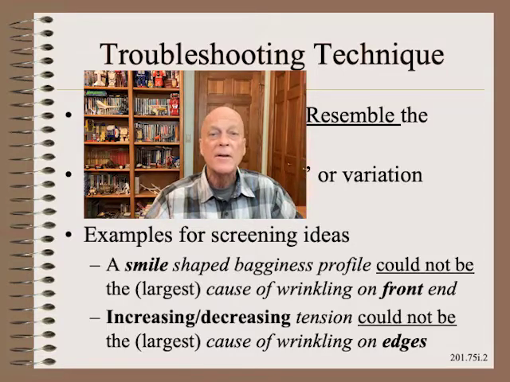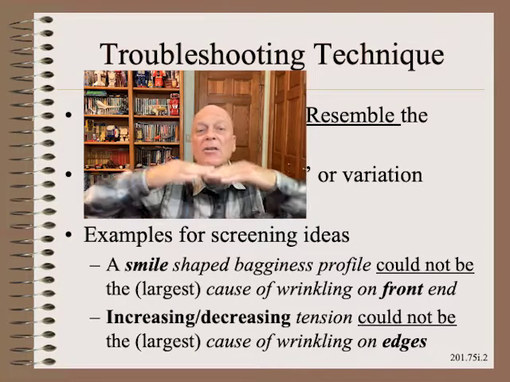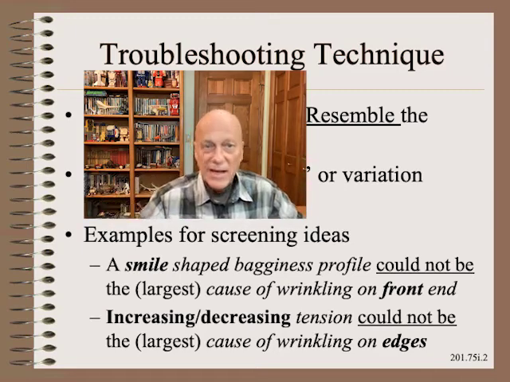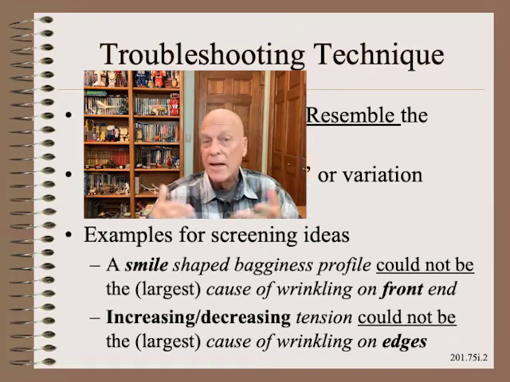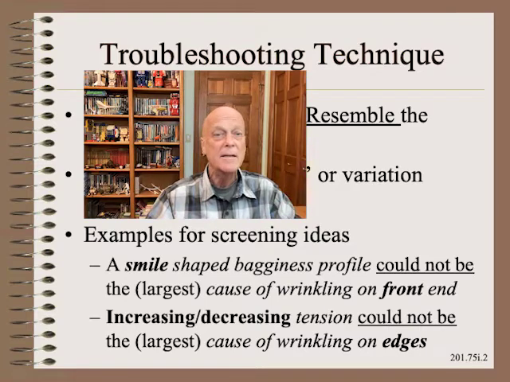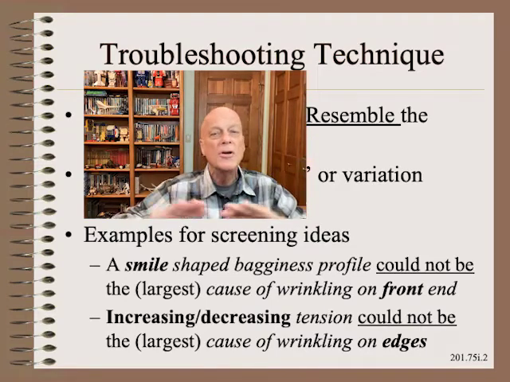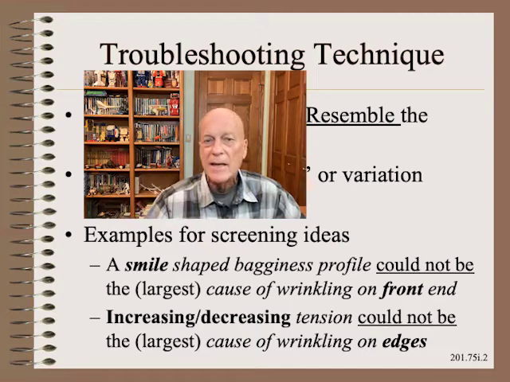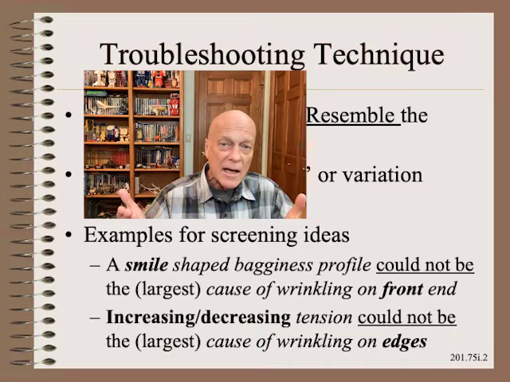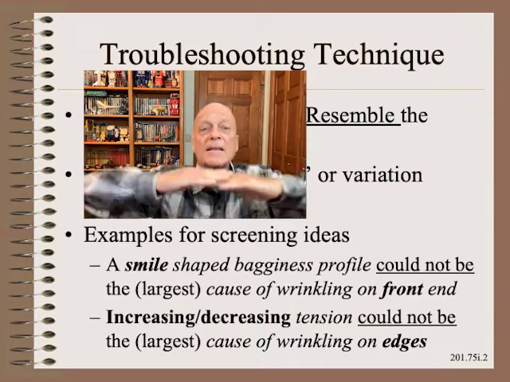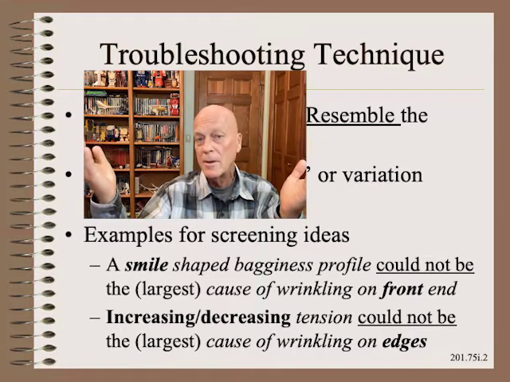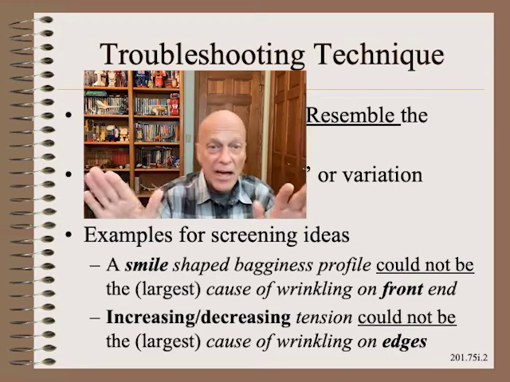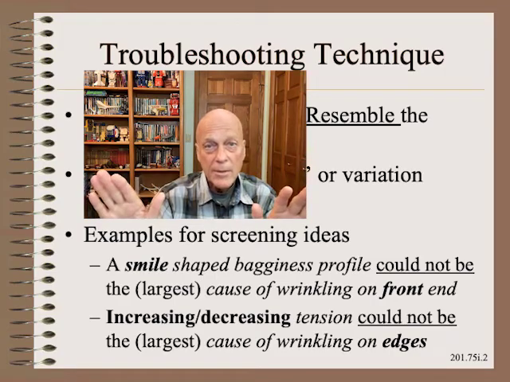Another example is that while increasing or decreasing tension might moderate the frequency of wrinkling on the edges, it, in itself, could not be the root cause mechanics. That is because tensioning raises and lowers the entire tension profile shape, but does not change the overall shape.